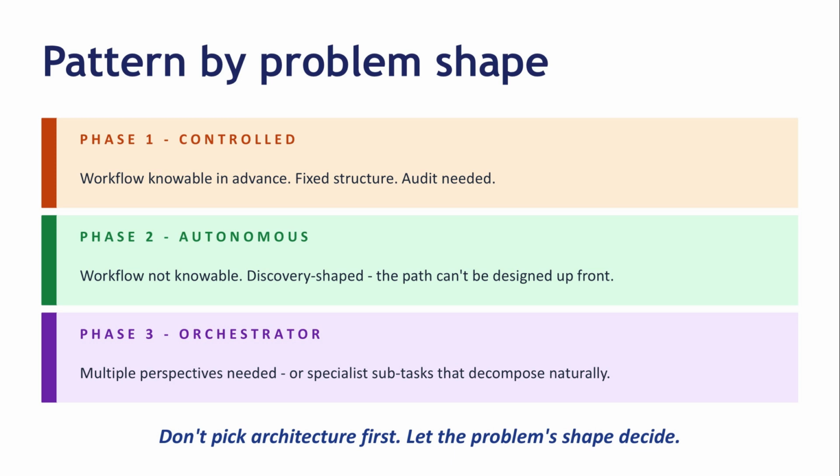Each architectural choice is defended by the shape of its section's problem, not picked because it's elegant. This is the lesson worth taking from the entire series. Don't pick an architecture first and find a use case for it. Let the shape of each part of your problem tell you which pattern fits.